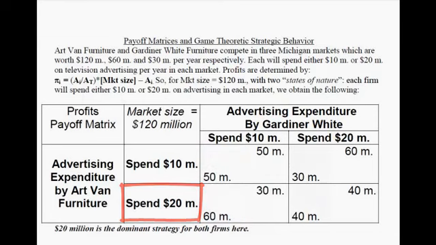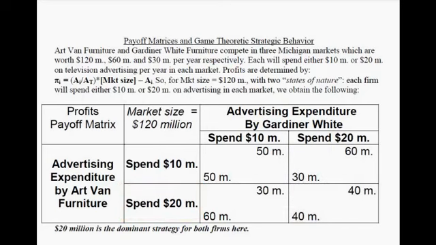Let us move to the right-hand cells, and we notice that when Gardner White is spending $20 million, Art Van can spend $10 million and make $30 million in profit, or spend $20 million and make $40 million in profit. Since $40 million is greater than $30 million, the strategy of spending $20 million will dominate the strategy of spending $10 million. Therefore, we have Art Van spending $20 million when Gardner White spends $20 million.